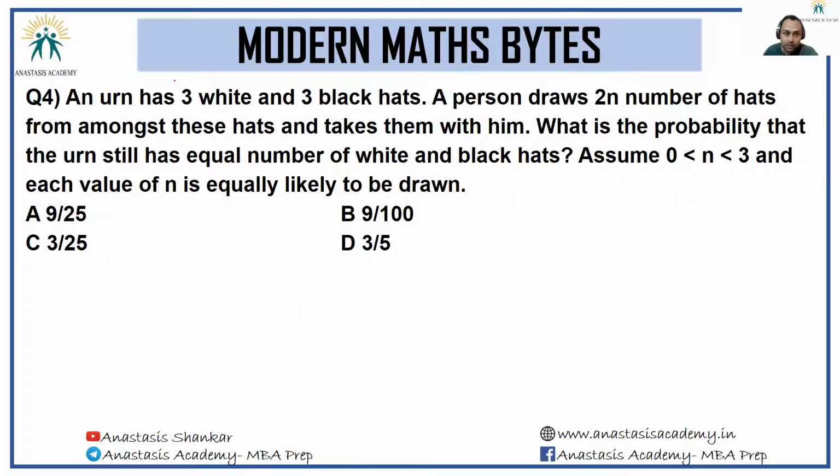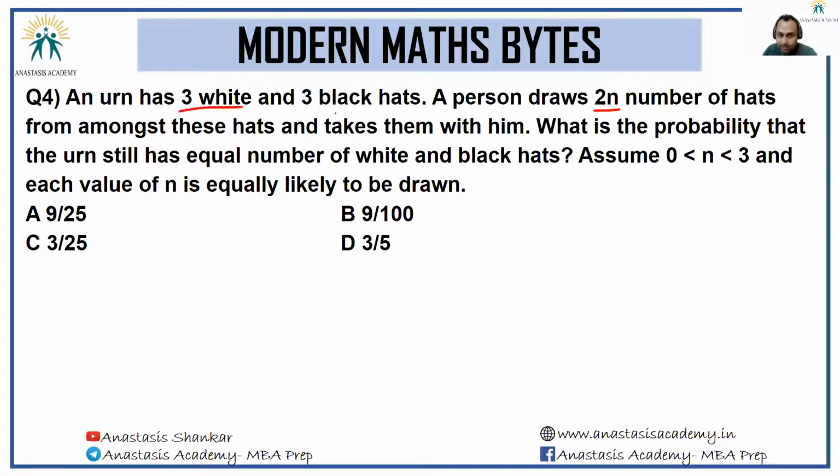Okay, next. An urn has 3 white and 3 black hats. A person draws 2n number of hats from amongst these hats and takes them with him. What is the probability that the urn still has equal number of white and black hats? I'm interpreting this question as, if I'm looking for probability that the urn still has equal number of white and black hats, the person has taken away equal number of white and black hats.